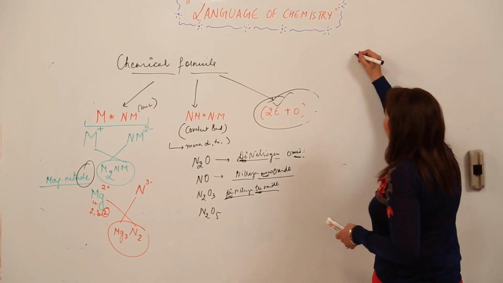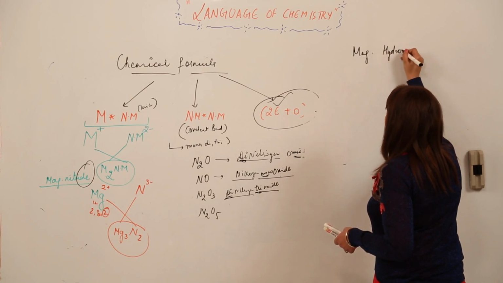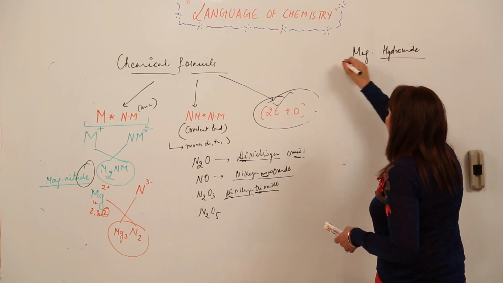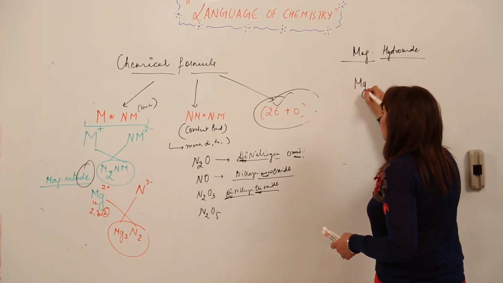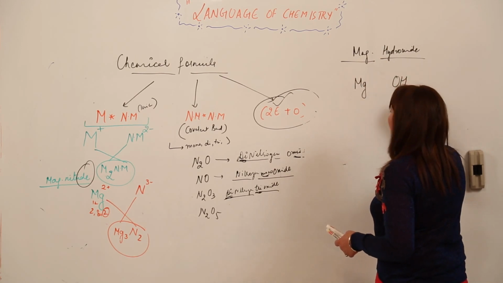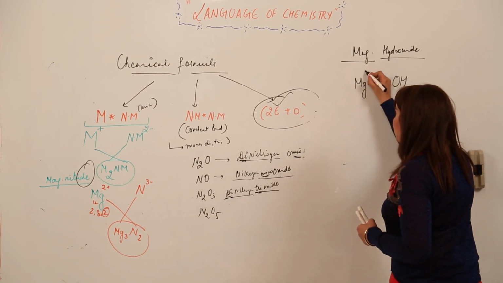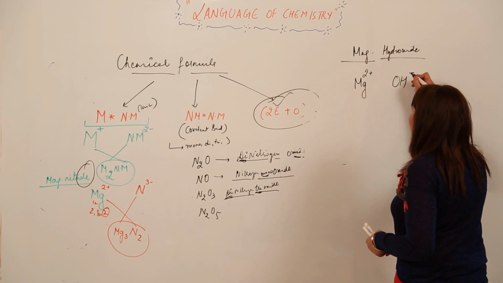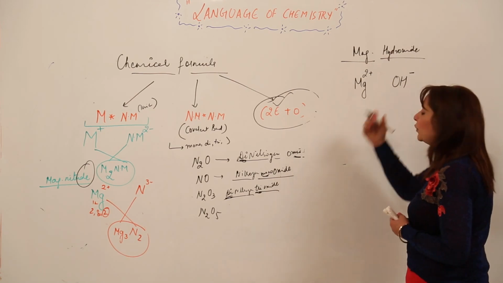Right. For example, we have magnesium hydroxide. How will I write the formula for it? Again, I will be using a metal, Mg, and hydroxide, OH. The second step, I will write the valency for it. I remember it's 2 positive and hydroxide is negative. Hydroxide is a radical with a negative valency. So I have just written it, right.